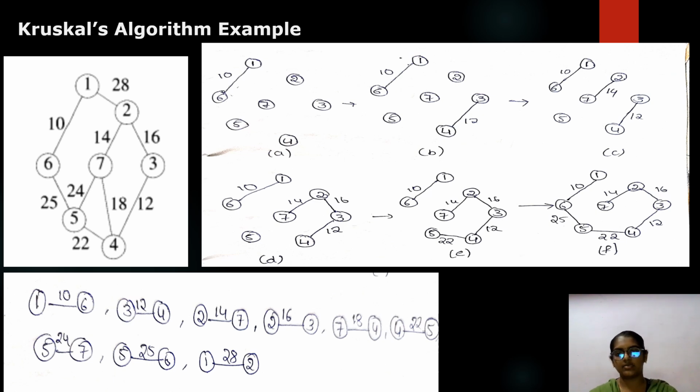If we draw an edge between 7 to 4, already we have edges between 4 to 3, 3 to 2, and 2 to 7. Again, if we draw an edge between 4 to 7, it becomes cyclic. So we eliminate that edge. Then again from 4 to 5, 22. Again 5 to 7, 24. If we draw an edge between 5 to 7 or 5 to 6 or 1 to 2, it becomes cyclic. So we'll stop at 4 to 5, that is 22, and 5 to 6, 25. The F is the resultant minimum cost spanning tree by using Kruskal's algorithm.